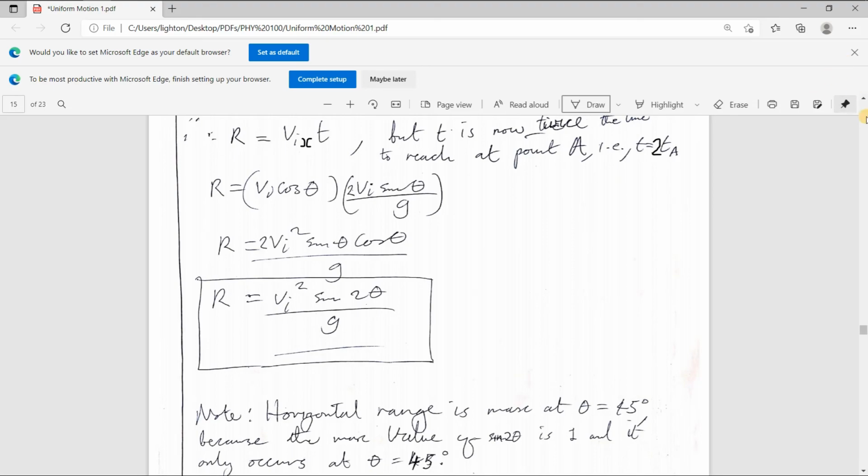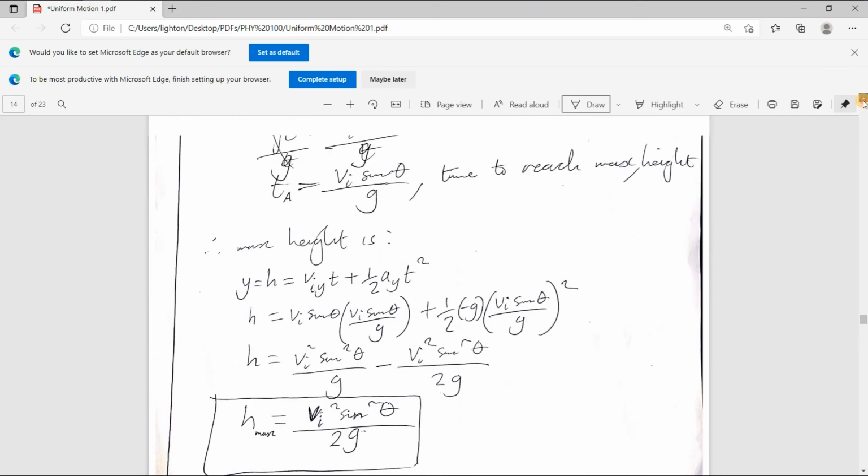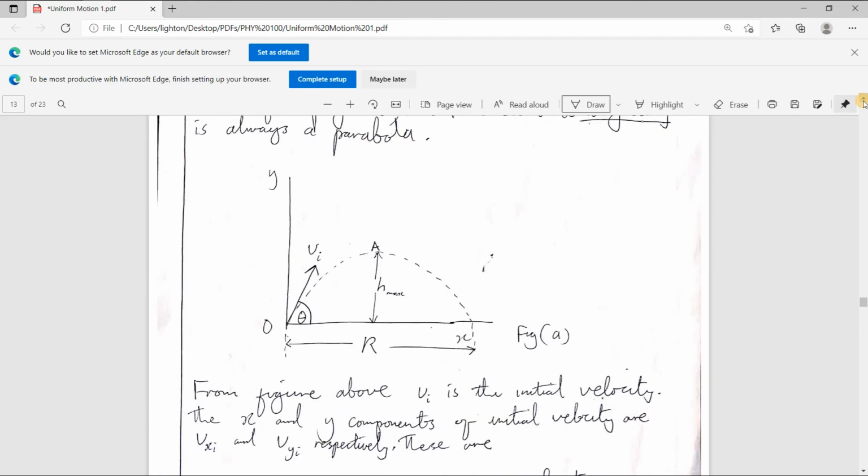So this applies to projectiles which are projected on a horizontal ground back to the same horizontal ground. Whatever I've just said here applies to projectiles that have been projected from the ground, and then that projectile should land on the same level. If you want to apply these formulas, it only applies to this kind of projectile where the particle has been projected from one level ground to the same level ground.